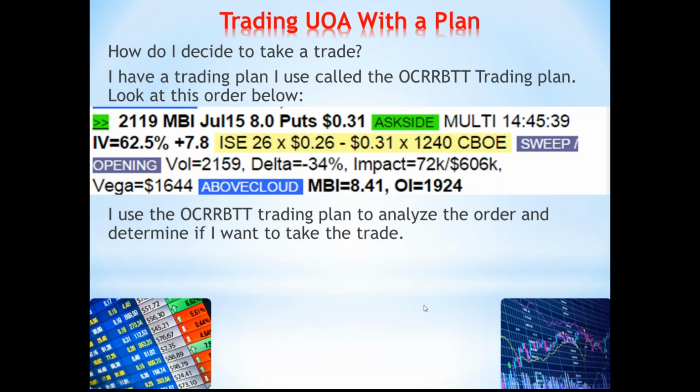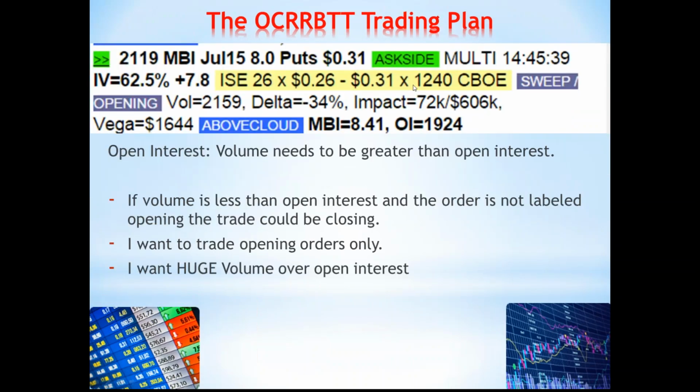Well, we use the Oak Ribbit trading plan to determine what orders are actionable and what orders are, quote-unquote, noise. So the first thing that I want to look at is volume versus open interest. I need to make sure that I'm only getting into opening positions. I don't want to be getting into a position as a trader is exiting, because keep in mind, anytime an option is bought, that could be a trader exiting their position. They could be buying back options that they were short, all right?